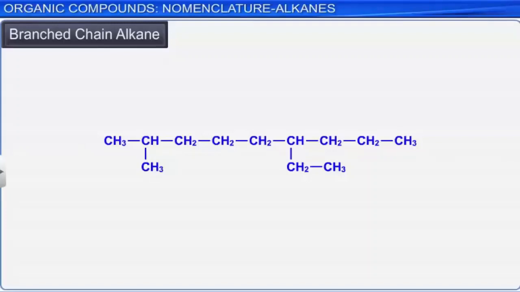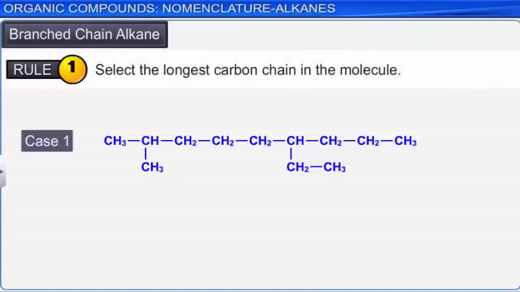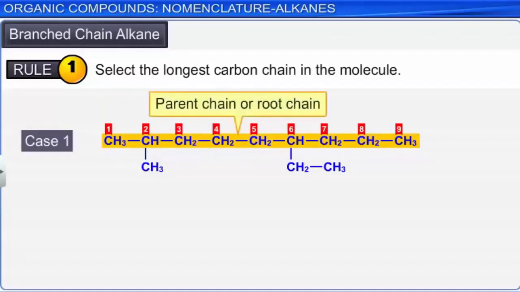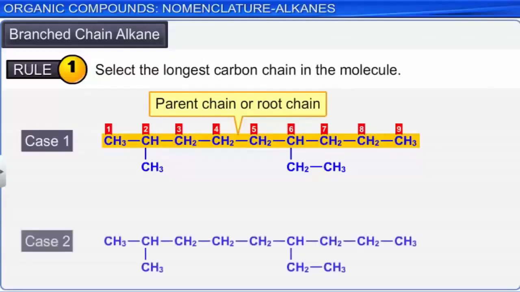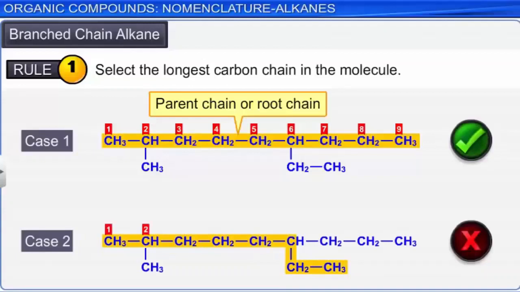Now let us look at the IUPAC rules to name the branched chain alkanes. Rule 1. Select the longest carbon chain in the molecule. In this compound, the longest chain consists of 9 carbon atoms. Hence, it is also called the parent chain or root chain. Selecting the longest chain as in the second case is not correct because the parent chain consists of only 8 carbon atoms.